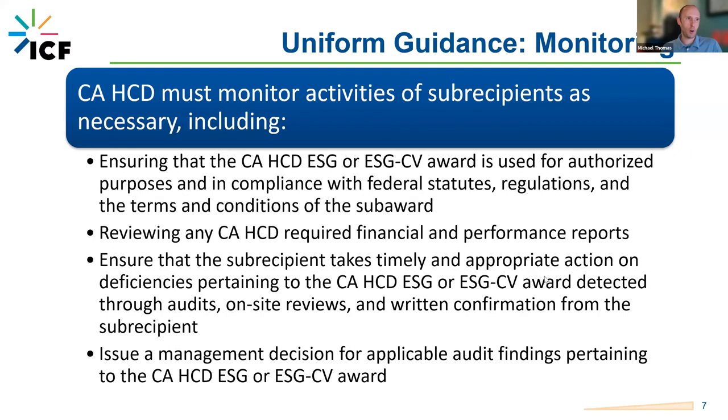Reviewing any California HCD required financial and performance reports, ensure that the subrecipient takes timely and appropriate action on deficiencies pertaining to the ESG award that is detected or that might be detected through audits, on-site reviews, and written confirmation from the subrecipient, and then issue a management decision for applicable audit findings pertaining to the California HCD ESG or ESG CV award. So that's really just going through what the uniform guidance says. As we get deeper into this presentation, we are going to give you more details about what all of these things mean and what it looks like practically during the monitoring process. So don't get too confused by it at this point. We are going to get more into what this means at the practical level.